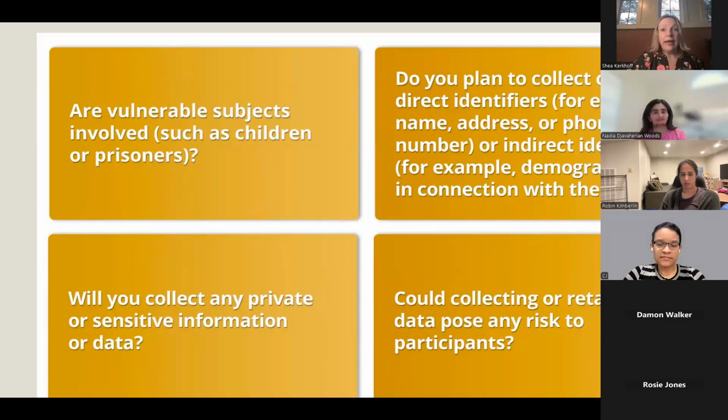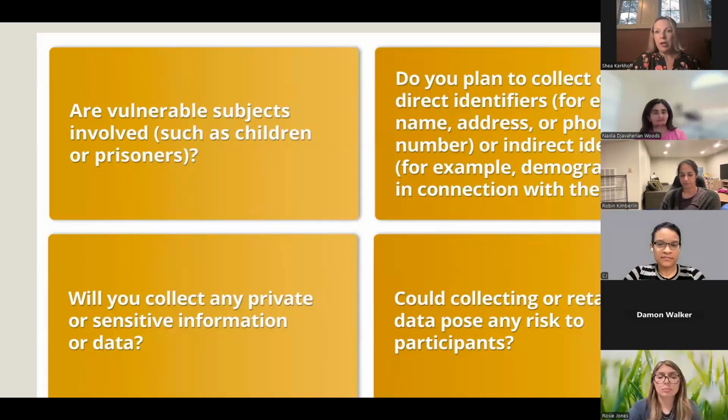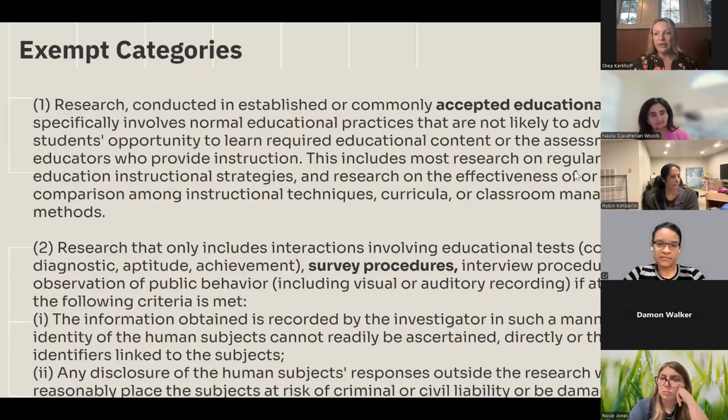All right, there are 8 exempt categories, but I just wanted to point out the ones that are the most commonly used in higher education research and or research done in educational research.